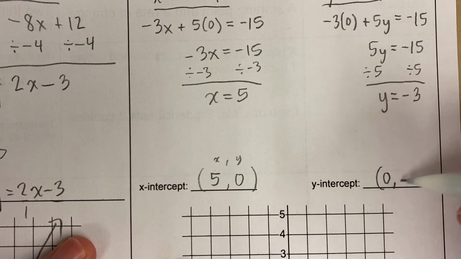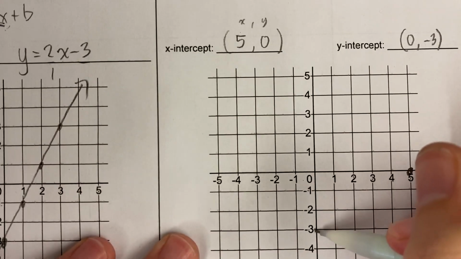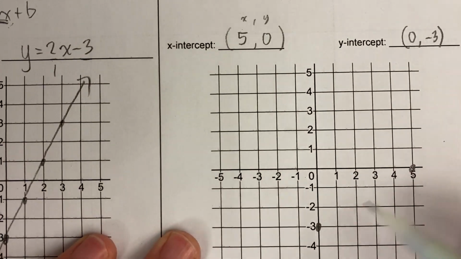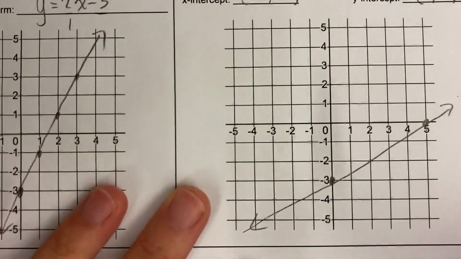My x value is 0. So 0, negative 3. That's right here. I have my 2 points, and then I can just go and do my best to sketch my line. All right, looks like that.